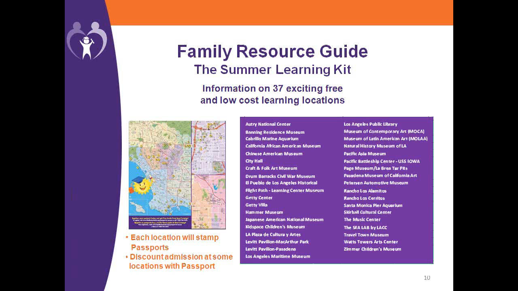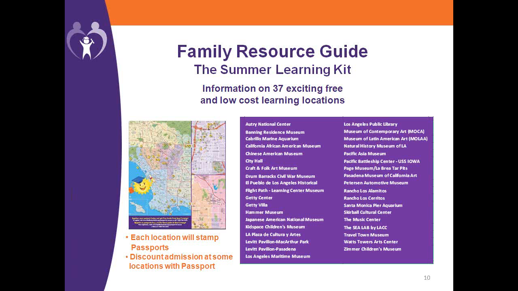All right, so the Family Resource Guide, the first piece of the Summer Learning Kit. As I mentioned earlier, we have 37 great locations plus libraries that families will be able to go to. And I want to emphasize these are free and low-cost learning locations. They're also places where children can have fun. We want to make summer learning fun. We know, obviously, it's going to be educational, but we want to give the kids even more incentive to go to these locations so they can have fun there.